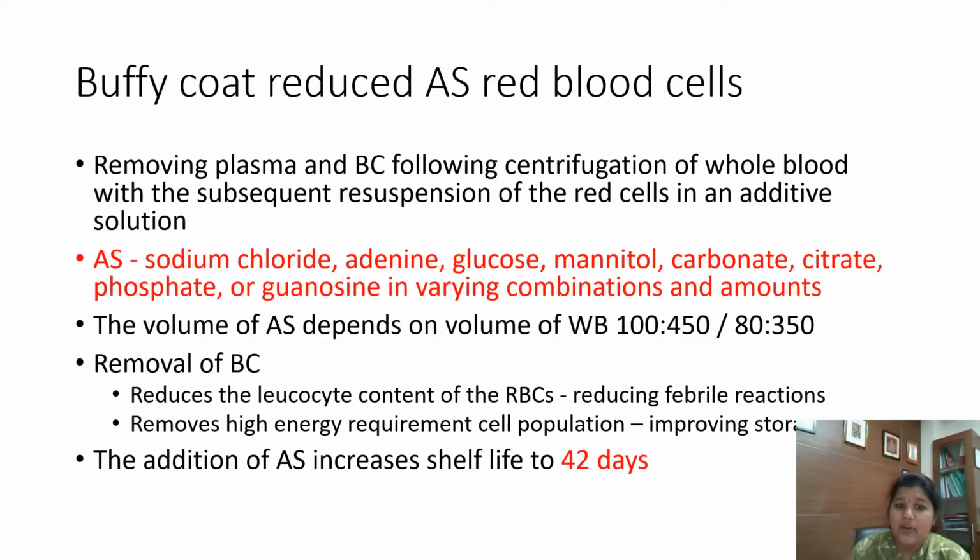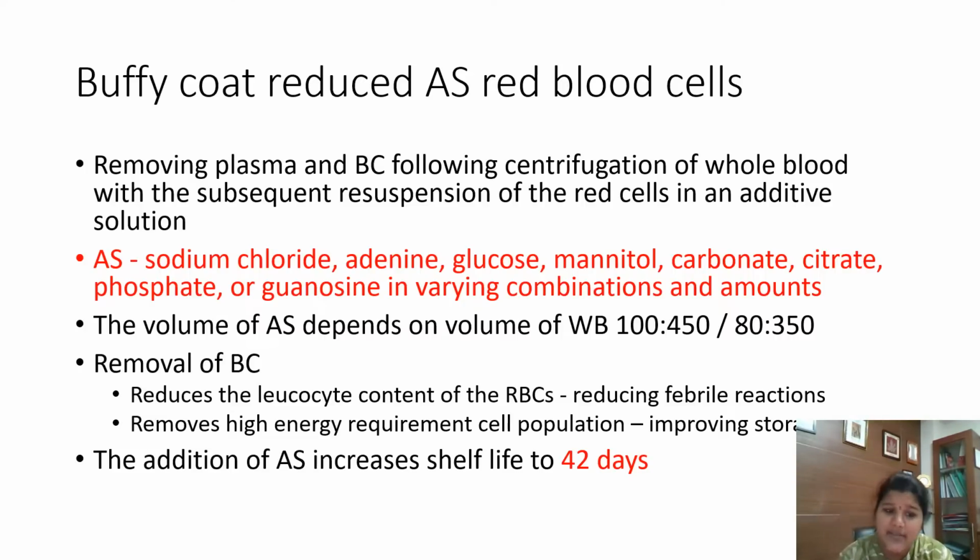The next thing is buffy coat reduced additive solution added red blood cells. That is, following centrifugation of the whole blood, the plasma is removed and there is a buffy coat formed. The buffy coat is also removed, which will finally end up giving us the packed red cells. Now these red cells are then added to an additive solution. The additive solution contains substances like sodium chloride, adenine, glucose, mannitol, carbonate, citrate, phosphate or even guanosine. All these compounds in various combinations and various amounts.